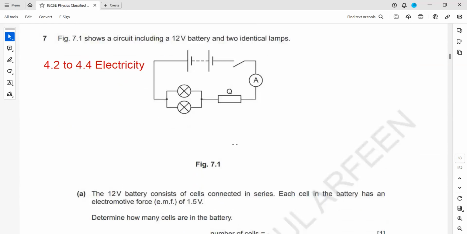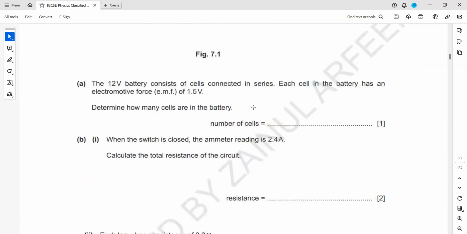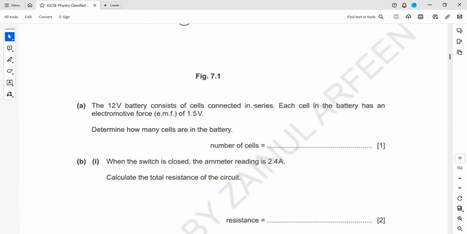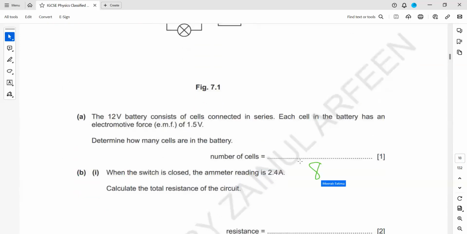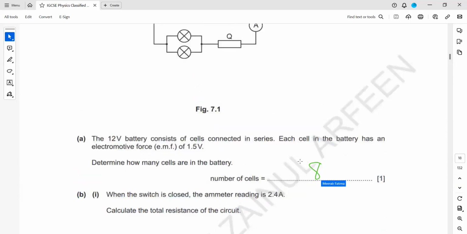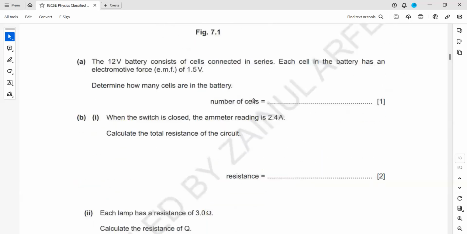The next is figure 7.1, which shows a 12-volt battery, two identical lamps and a resistor Q. A 12-volt battery consists of cells connected in series. Each cell is 1.5 volts. How many cells are there to make 12? 8 multiplied by 1.5 will make 12. When the switch is closed, the ammeter reads 2.4.